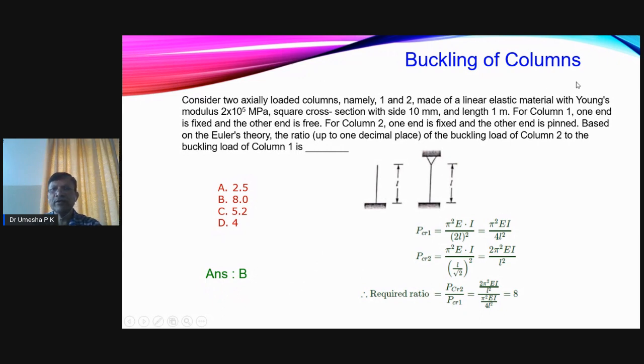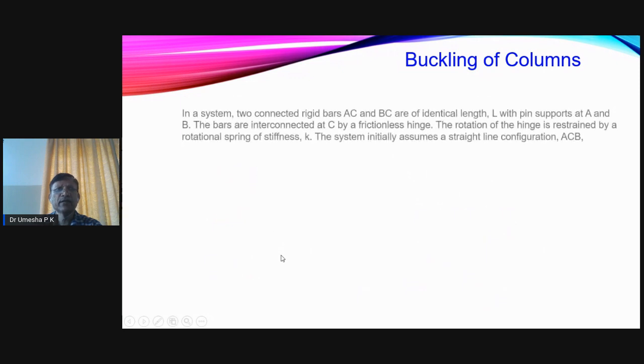All the things they've given in the description, you have to go through fast and see what the boundary conditions are for column 1 and column 2, and then the effective length. Once you substitute that, all the things will cancel and you will get the constant ratio, that is 8. So we will take another example.